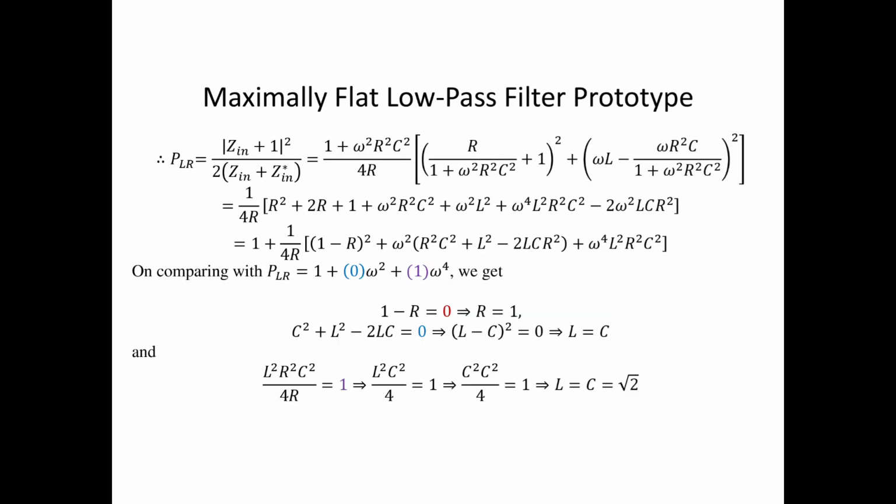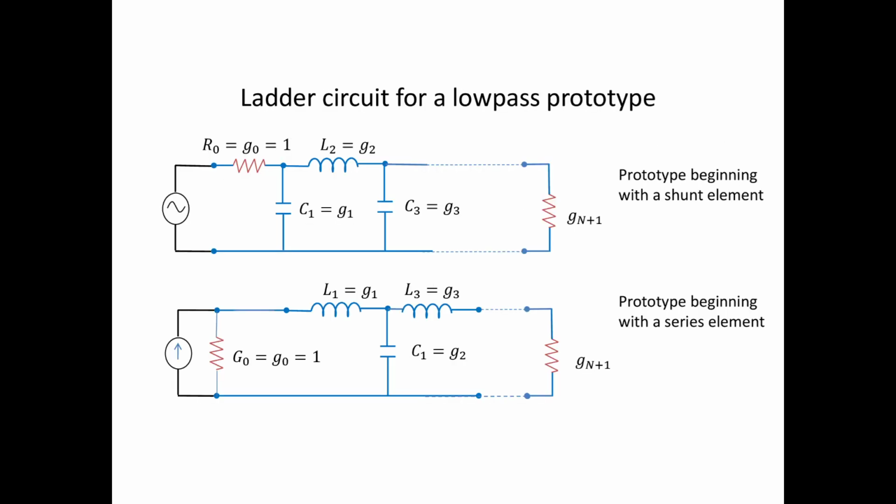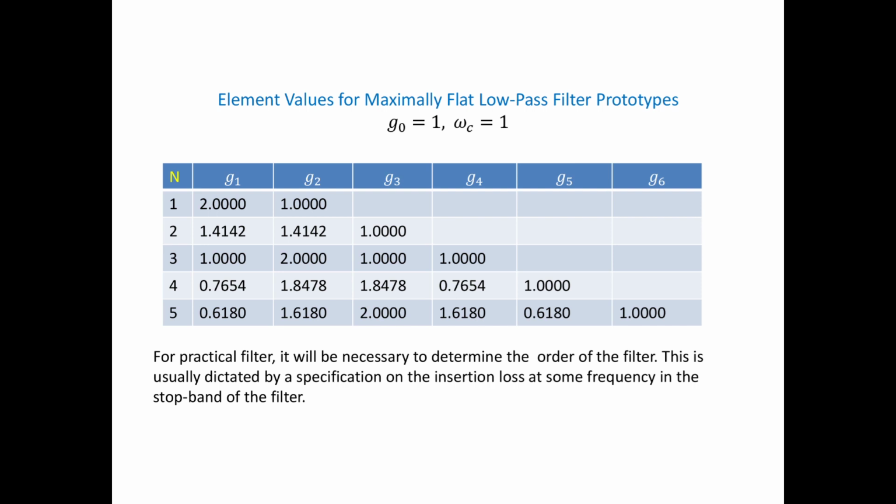Maximally flat filter response can be computed by equating both real and imaginary parts. You will get the values. Finally, you will get L equal to C equal to root 2. Ladder circuit for low pass prototype: prototype beginning with shunt element, prototype beginning with series element. That is, we will connect the inductor in series, as well as you will have no inductor with the shunt element. Once you find the elements, you can see there is a gradual increase.